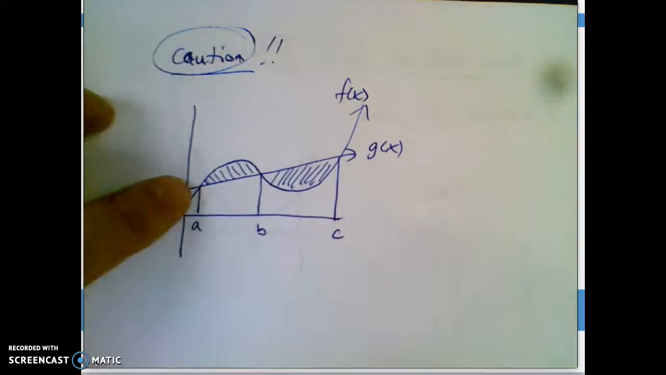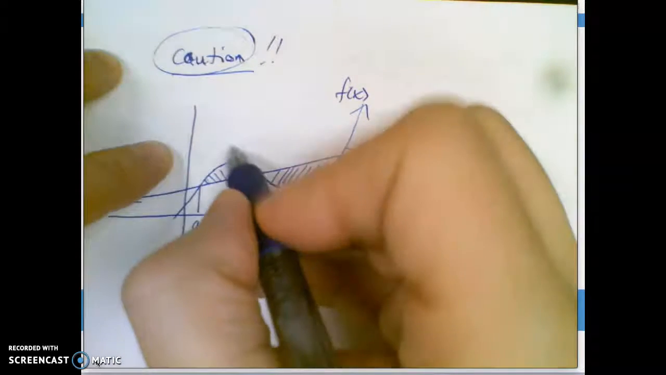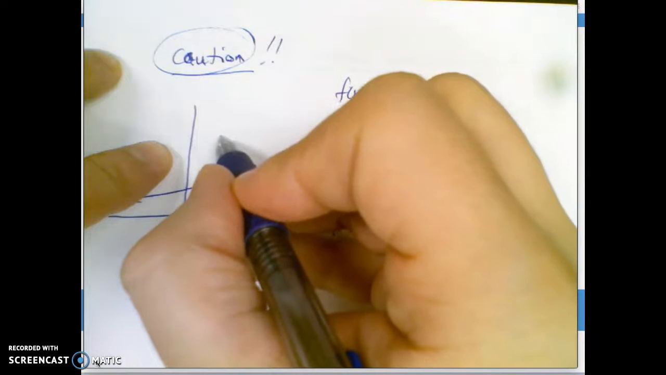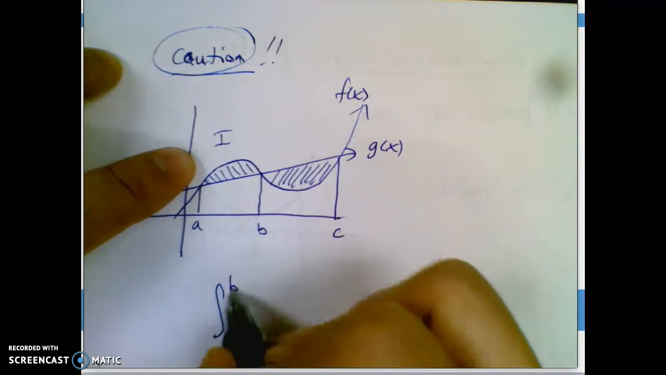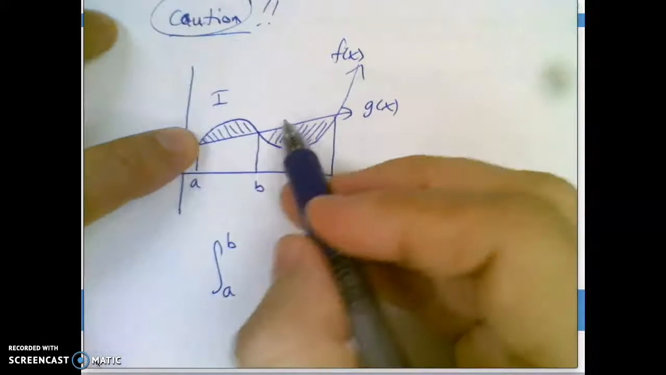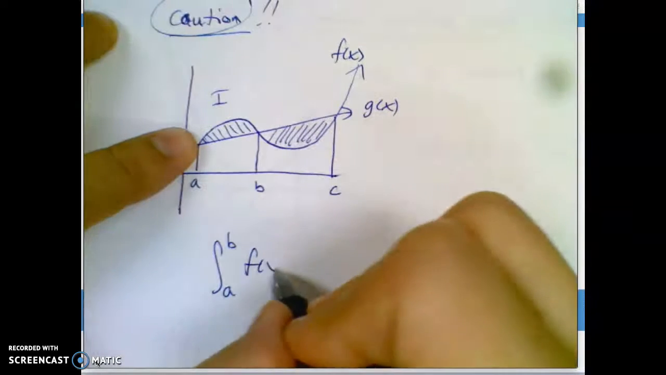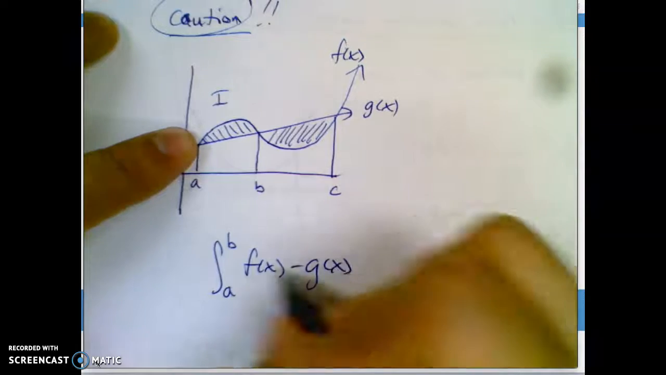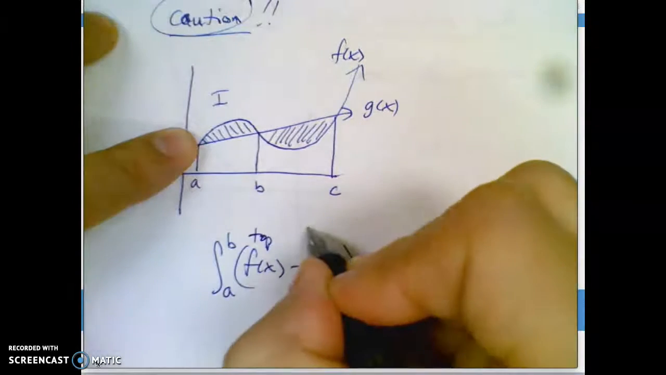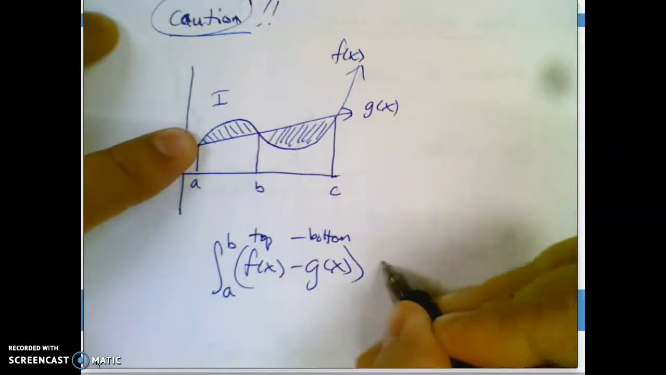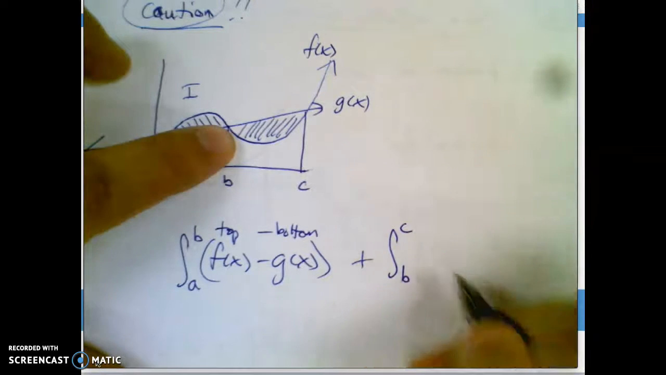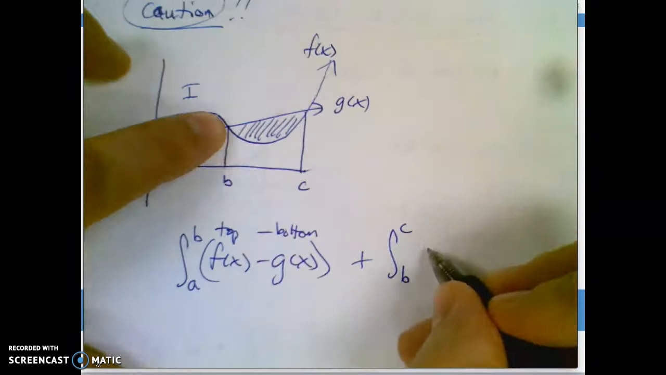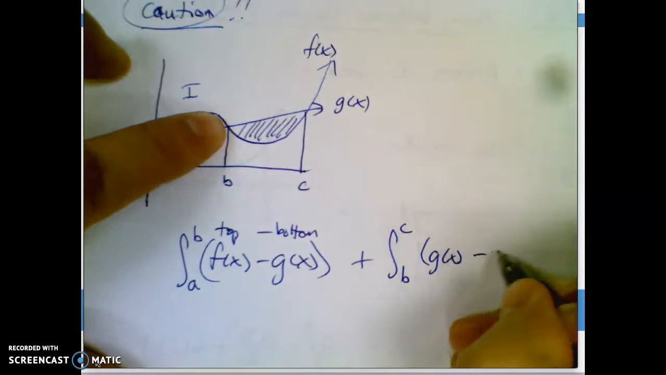right? But you have to split this into 2 integrals, because part 1, you'd have to say the integral from a to b, which one's on top is curvy guy, f of x minus g of x. That's top minus bottom, right? Plus a separate integral from b to c, because remember, the part plus the part equals the whole. And on this one, the straight line's on top, so here you'd have g of x minus f of x.